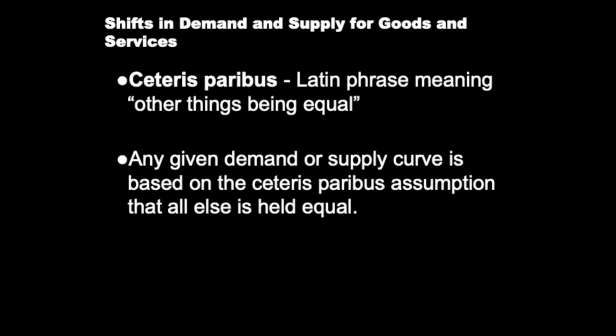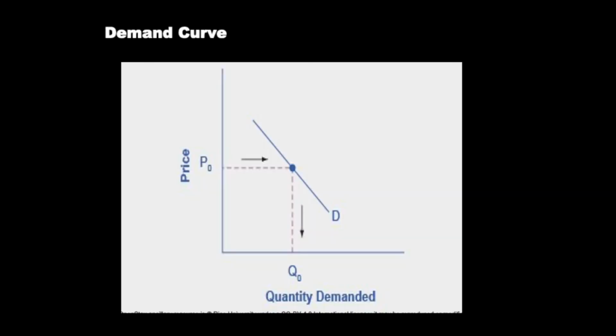Shifts in the demand and supply for goods and services. Ceteris paribus, a Latin phrase meaning other things being equal. Any given demand or supply curve is based on the ceteris paribus assumption that all else is held equal. The demand curve can be used to identify how much consumers would buy at any given price.